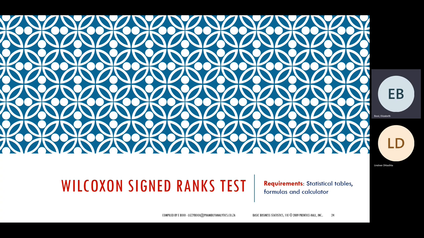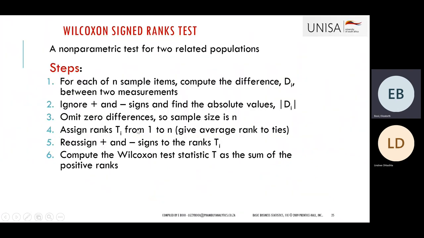So we already covered the two Wilcoxon tests, when the sample sizes are small and when the sample sizes are large. Now we're going to look at how we do a signed rank type test. Similar, you need the statistical tables, you need the formulas and the calculator. Now, with the signed ranks, we're also going to introduce another table. So, the Wilcoxon signed rank test is a non-parametric test for two related populations.